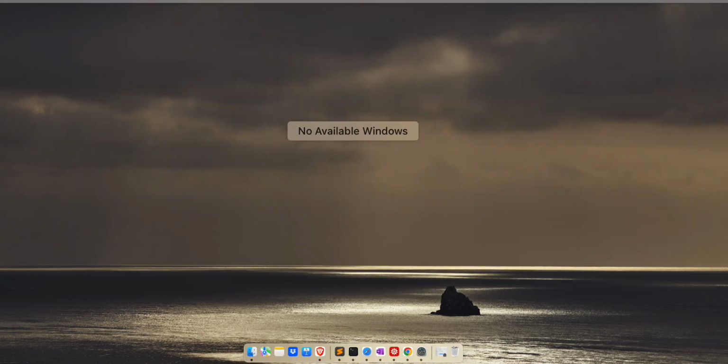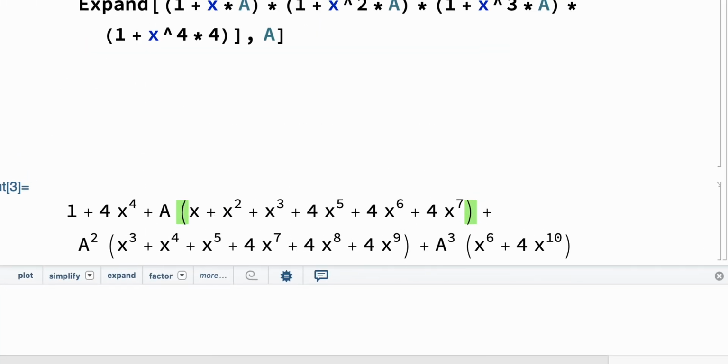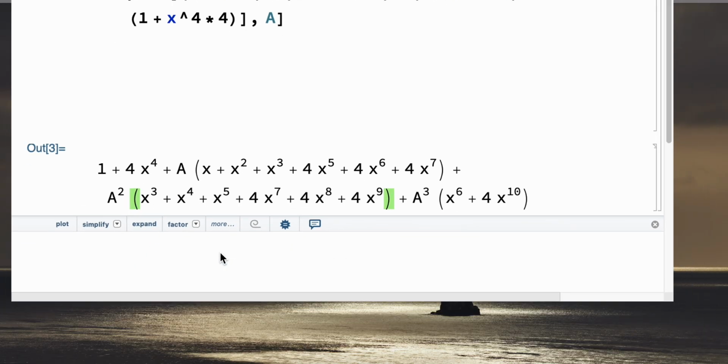That means from the Mathematica, the terms whose power is 2, that means a squared, only survive; all other terms will go to 0. So only this term will remain: x cubed plus x to the power 4 plus x to the power 5 plus 4x to the power 7 plus 4x to the power 8 plus 4x to the power 9.